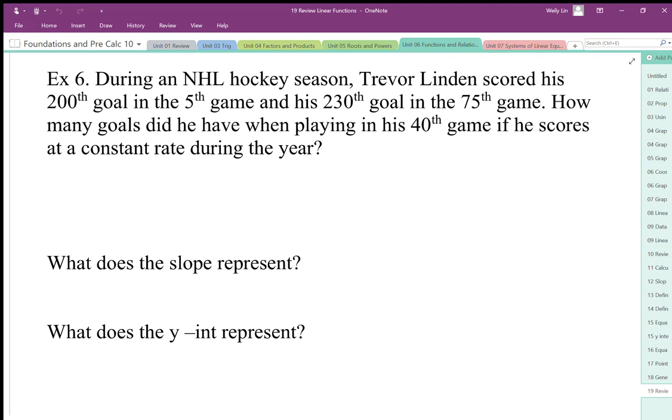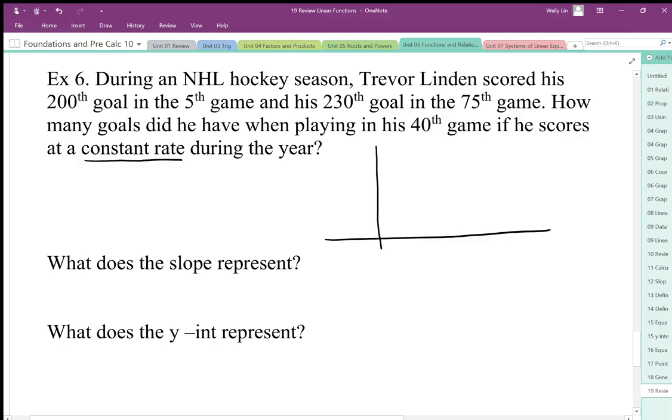During an NHL hockey season, Trevor Linden scored his 200th goal in his 5th game of the season and his 230th goal in the 70th game of the season. So how many goals did he have when playing in his 40th game if he scores at a constant rate during the year? The constant rate indicates that it's going to go up in a straight line.